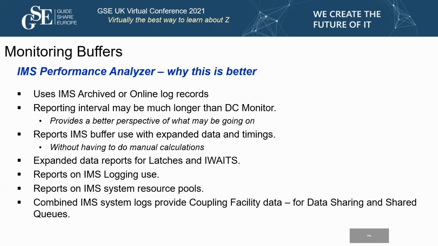Thank you, Susie. Right now, I'm going to talk about the IMS Performance Analyzer, why this is better. It uses the archived and online log records, so we can get a much longer interval than with DC monitor. As Susie was talking about, the DC monitor is usually sporadic and not for a very long period of time because of the daily collection size. So the longer period may provide a better perspective of what's actually happening in your system. We also get expanded reports. It still has the same information, but some of it is already done for us, like what she talked about in the manual calculations.